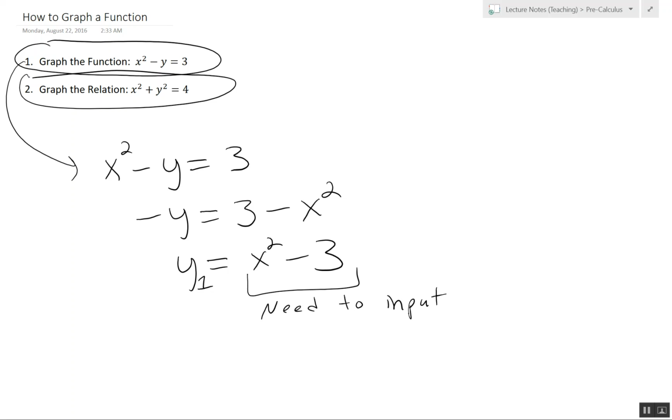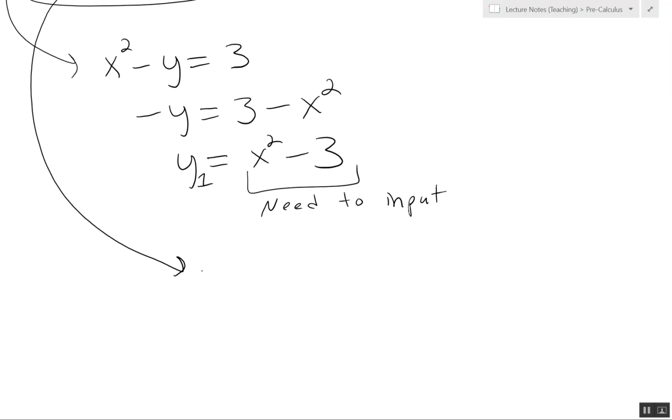And we could still graph relations in TIs or other types of calculators, but we have to be able to solve for y. So if you cannot solve your equation for y, you cannot graph these with these types of calculators. You'll have to use some other technology like Wolfram Alpha, for example. But this one is solvable for y, so let's do it.